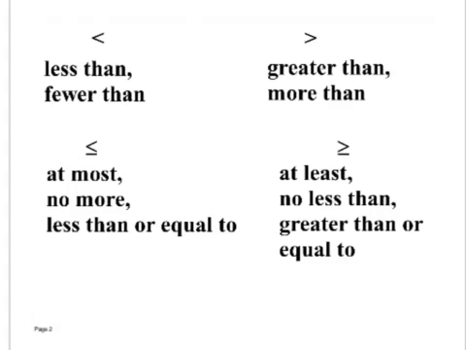For the less than sign, they also might use the words fewer than to describe it. For the greater than sign, they might use more than. Okay. Less than or equal to, they'll use at most, no more, or less than or equal to. For the at least, no less than, greater than or equal to, they'll use the greater than or equal to sign.